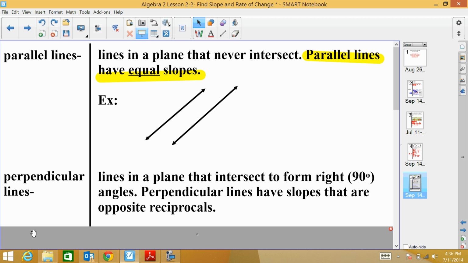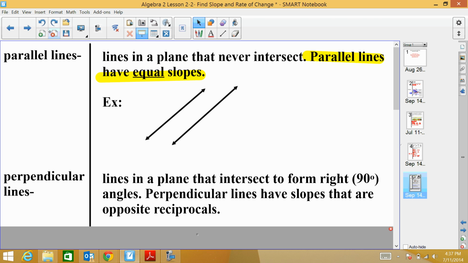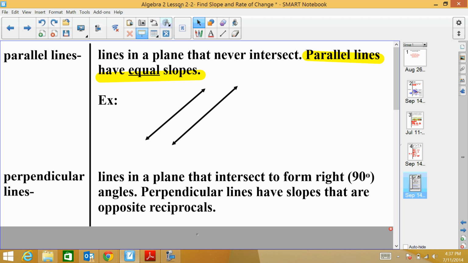Perpendicular lines are lines in a plane that intersect to form right angles or 90-degree angles. And they have slopes that are opposite reciprocals, so you might want to highlight that. There it is. So perpendicular lines have slopes that are opposite reciprocals.